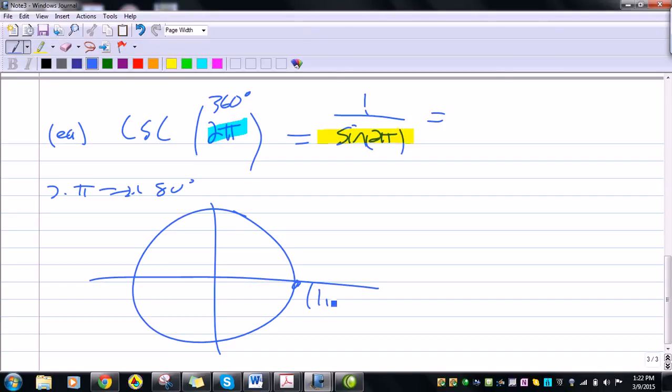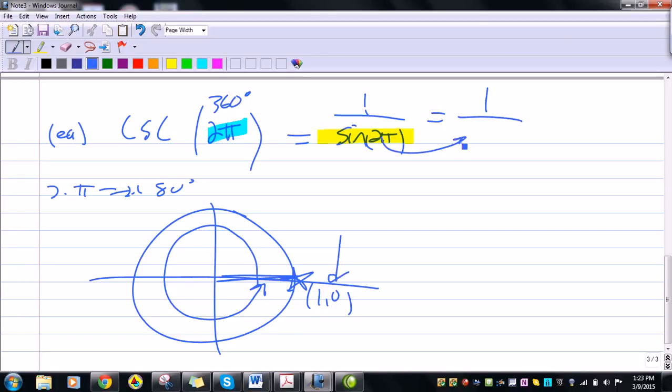All right, so starting at (1, 0), I need to rotate. How far do I rotate? 2 pi radians, right? 360 degrees. And I wind up with my terminal point right back where I started. Remember the y value of the terminal point is the sine of the angle that got me there? So the sine of 2 pi, therefore, is 0. And since the sine of 2 pi is 0, that means the cosecant of 2 pi is 1 over 0. And uh-oh, therefore, it just does not exist. Okay?